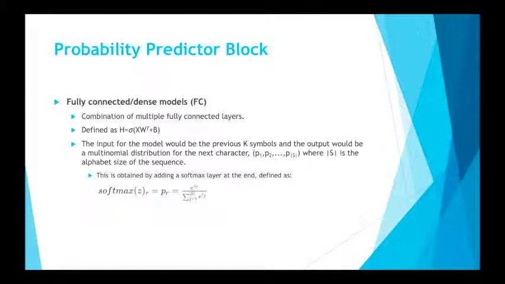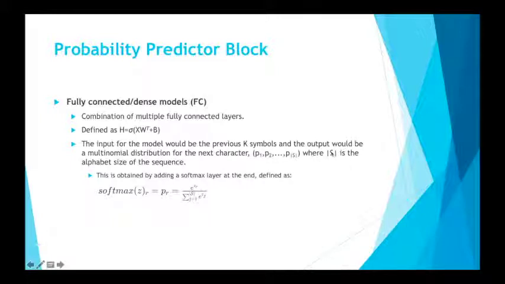Okay, so for the probability predictor block, we have the fully connected dense model, which is a combination of multiple fully connected layers defined as H equals sigma of XW plus b, where sigma is the activation function, X is the input matrix, W is the weight matrix, plus the bias. The input of the model would be the previous K symbols, and the output would be the multinomial distribution of the next character, which is defined as follows.